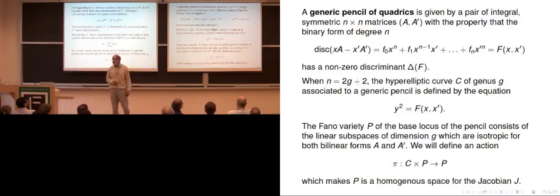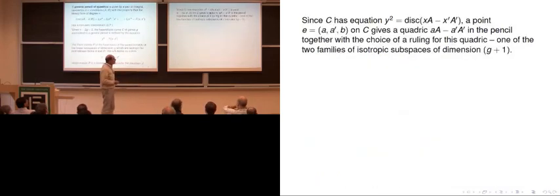So let's see how that goes, because that's a beautiful geometric construction. You can find all of this in the last chapter of Joe Harris's book, An Introduction to Algebraic Geometry. All right, so let's see what a point on the curve is, what a point on the Fano variety is, and let's see what the action is. So the equation of the curve is this.